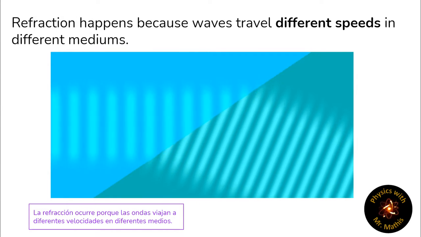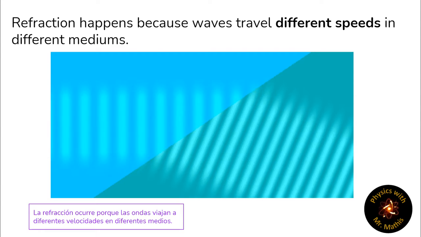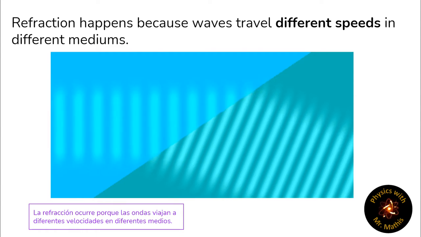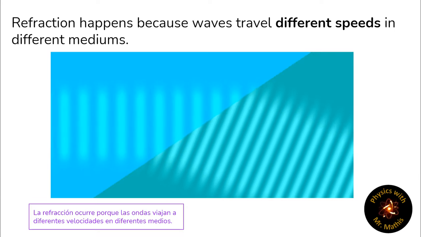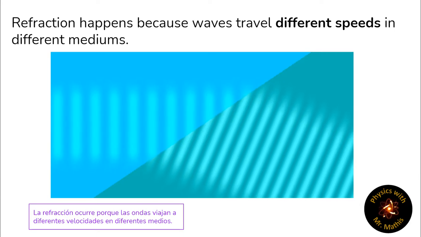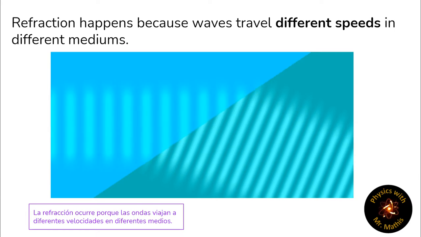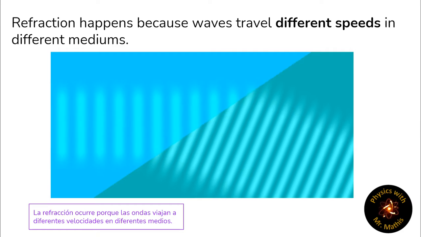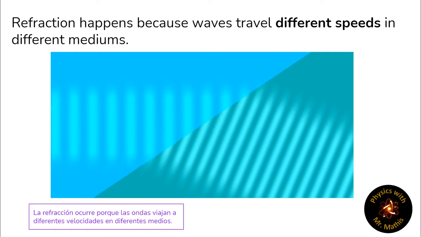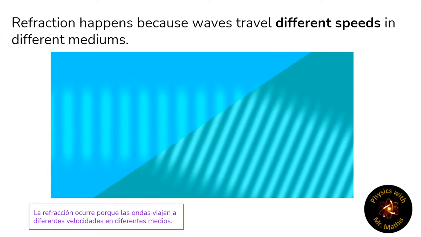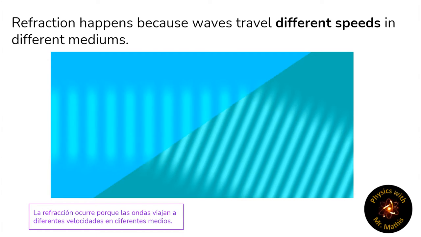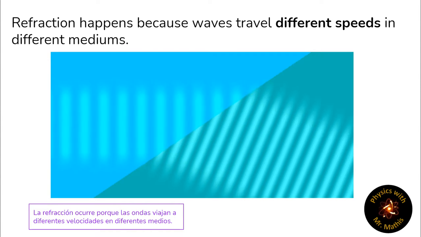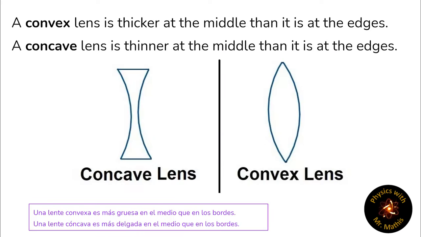Remember that waves travel at different speeds in different mediums, so as they pass into a new medium, they're going to speed up or slow down. In the image on the screen, the wave is coming from the left, and on the right it's going into a medium where it travels slower. It's like the wave's friend grabs its arm and slows it down on one side, so it turns towards that medium. The same thing happens in the opposite direction if the wave moves into a faster medium.